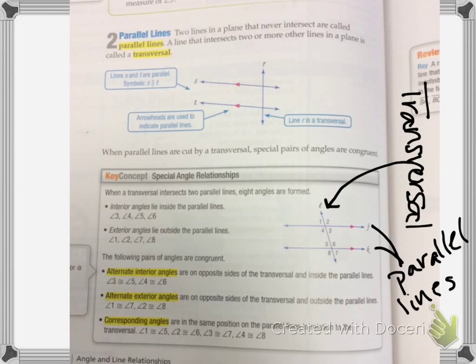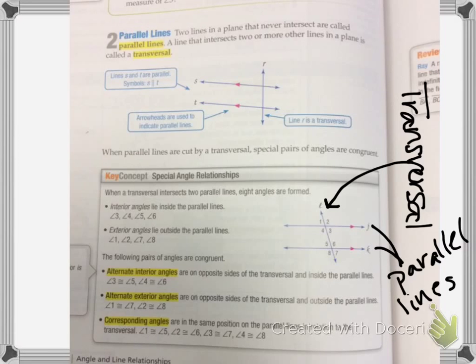Now we have some new things that we're going to talk about. Two lines that don't ever intersect are called parallel lines. Now if we take two parallel lines and we draw a line through them, it's called a transversal. And that transversal will then give us some different kinds of special angle relationships.